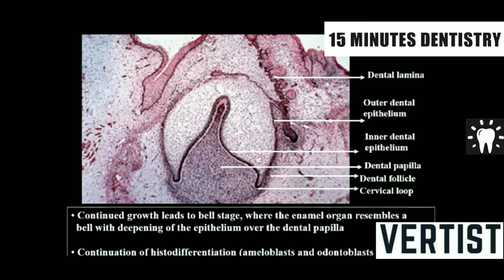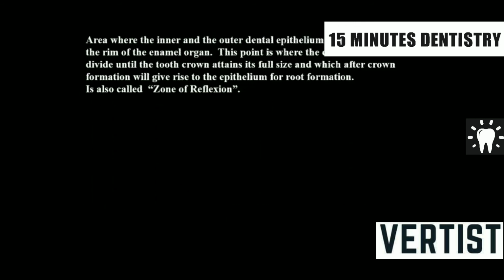So now after this stage, you will get morphodifferentiation, meaning your inner epithelium will get converted into ameloblasts and odontoblasts. And because of that, your crown will start forming. Now many times, if you read Ten Cate, he will not call it dental epithelium. He will call it inner enamel epithelium, because according to them, the enamel organ gives rise to only enamel as such.